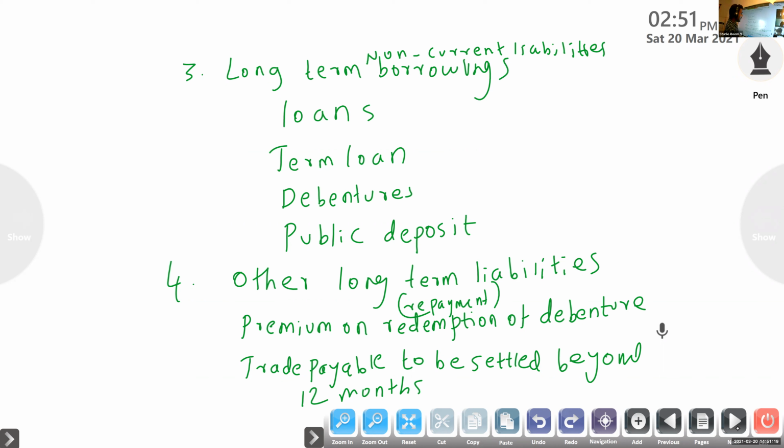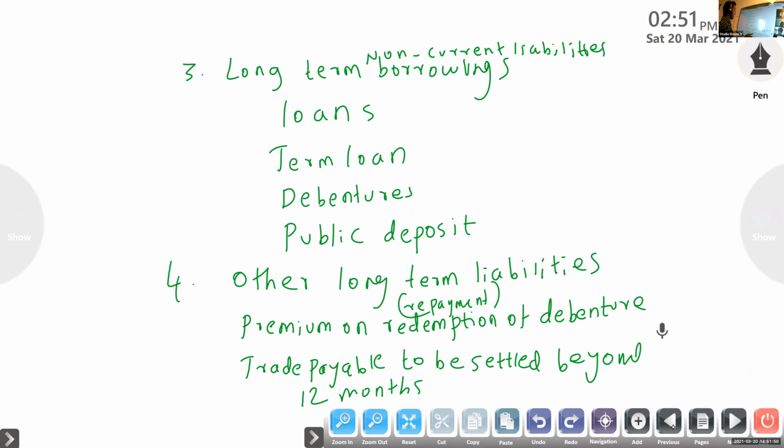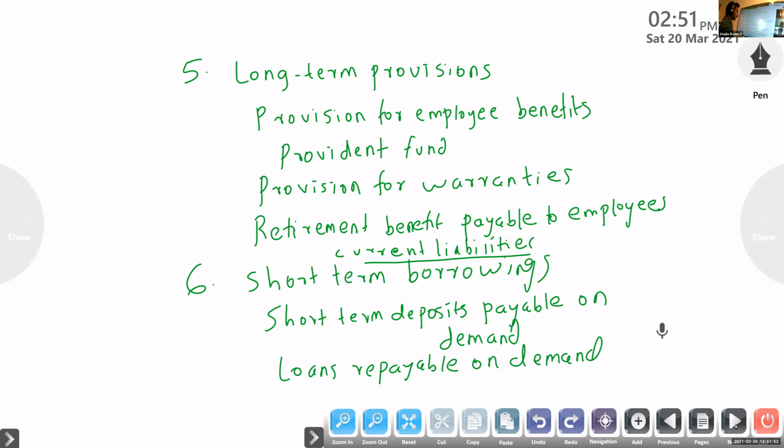We took a loan from the public, so at the time of repayment, if we give a more amount, that is other long-term liabilities, the premium on redemption of debenture. Then trade payable to be settled beyond 12 months. Next one, long-term provision: provision for employee benefit, provision for warranties, provident fund, retirement benefit. So these are under non-current liabilities: long-term borrowing, other long-term liabilities, long-term provisions.